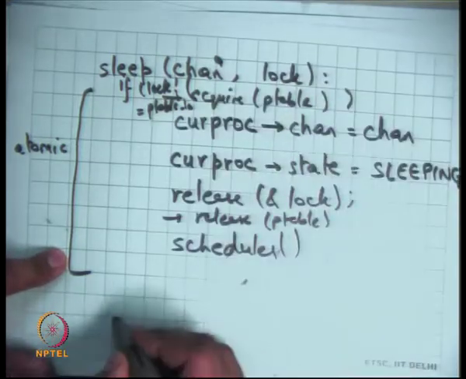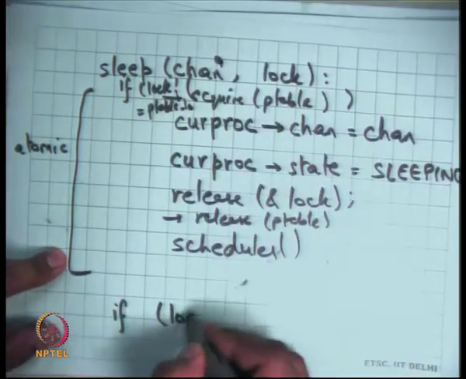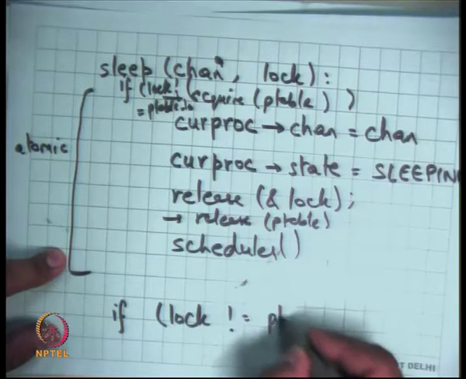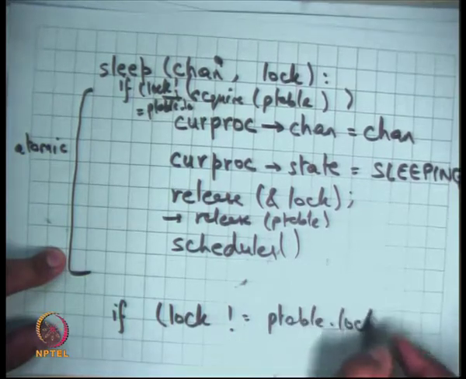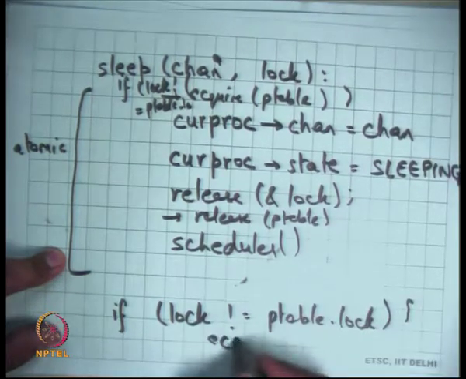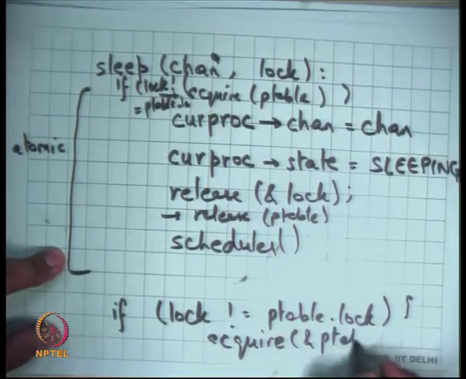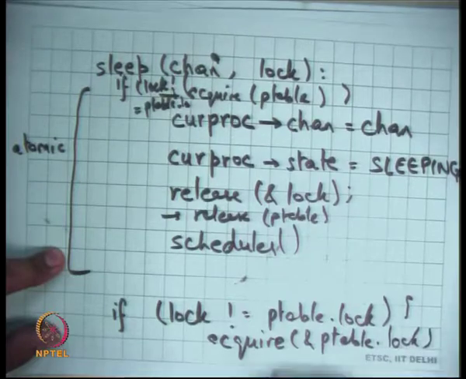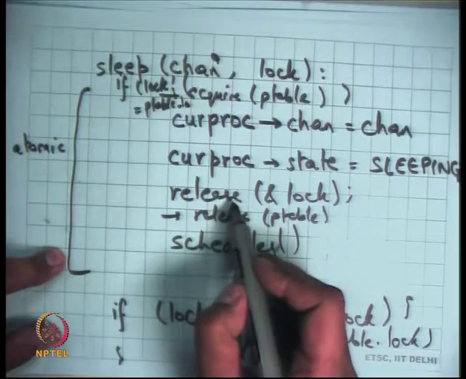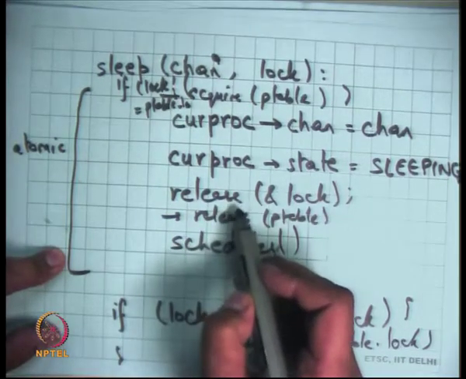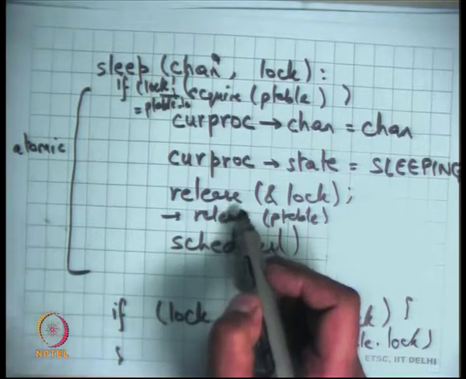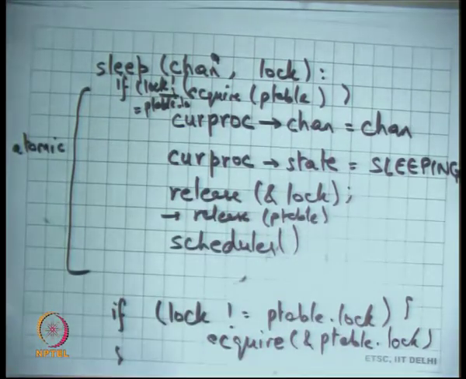Let me write it clearly. If lock is not equal to p table dot lock, acquire p table dot lock, right. Similarly, when I release the lock here, I don't need to do two releases, I just need to do one release if lock was equal to p table dot lock. Is this okay? Am I safe now?